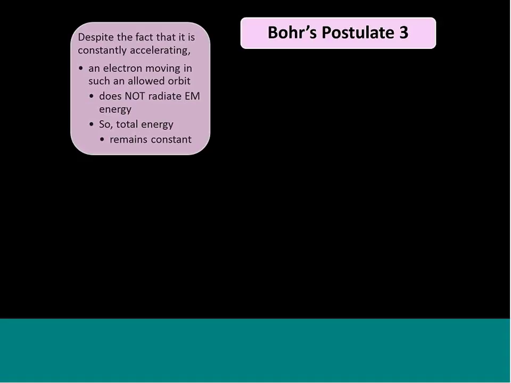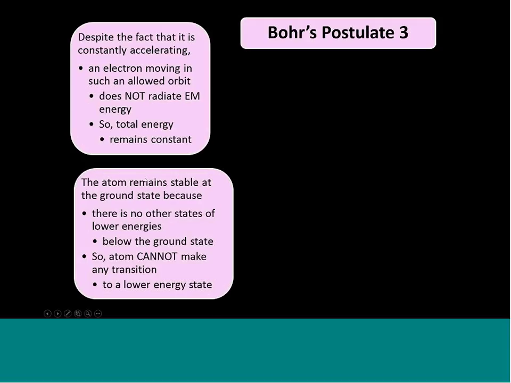Okay, masuk bawah pada 3. An electron constantly accelerating and moving in such an allowed orbit does not radiate electromagnetic energy. So energy remains constant, and the atom remains stable at the ground state. Okay, because ground state ni memang atom tu stable lah. Okay, because there is no longer state of low energy.